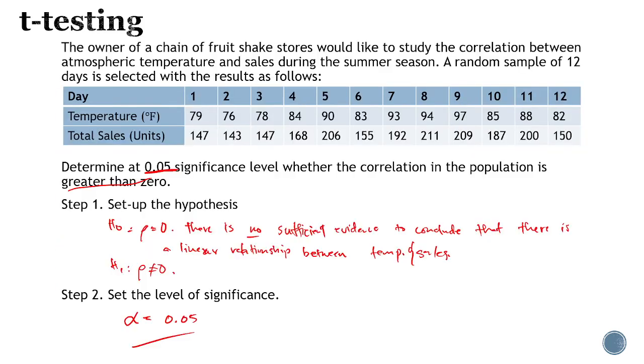So, ganun yung ginawa natin kanina, wherein we set up the hypothesis, wherein we said that rho is equal to 0 if there is no sufficient evidence to conclude that there is a linear relationship between temperature and sales. And for the alternative hypothesis, or H1, we suggested that rho is not equal to 0, which means that there is sufficient evidence to conclude that there is a linear relationship between temperature and sale. We set the significance level. Usually, significance level is given by the problem.